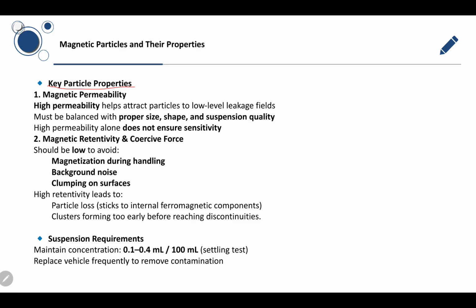Key particle properties. Now let's delve into what makes a good magnetic particle. First one is magnetic permeability. High permeability is crucial. We already discussed what permeability is, because it helps the particles to be attracted effectively to even low level leakage fields. These are the subtle magnetic fields that leak out from tiny discontinuities. However, high permeability alone does not ensure sensitivity. It must be carefully balanced with proper size, shape and suspension quality in the carrier liquid.